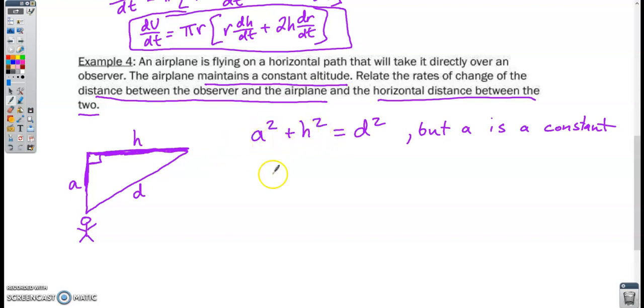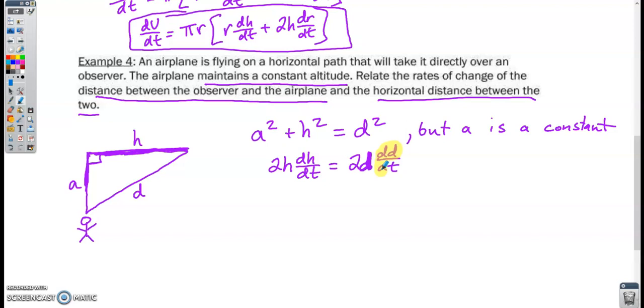Now the derivative of h squared is 2h dh/dt. And the derivative of d squared is 2d dd/dt. And this is why I never use a lowercase d as a variable in a related rates problem, because to me it just gets too confusing, all these lowercase d's that show up in the dd/dt. So I tend to avoid it.